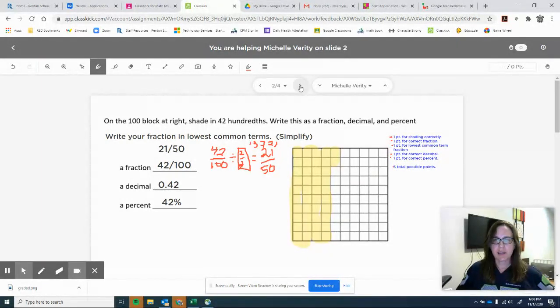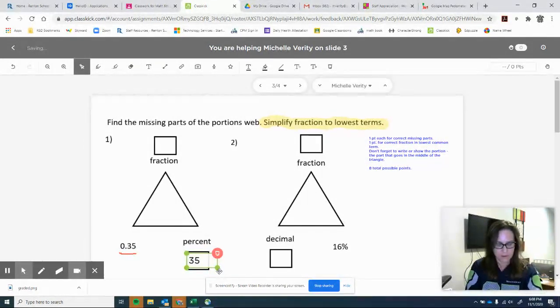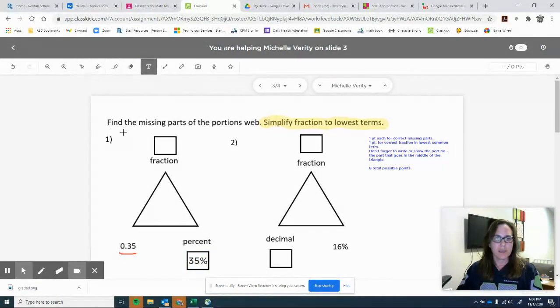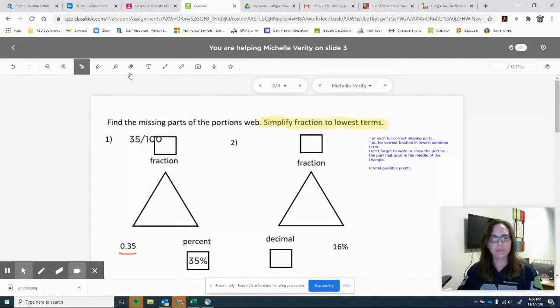The second slide, or slide 3 technically, looks like this. And we start with 35 hundredths. So I'm going to go ahead and write that as a percent to start with. So that's 35% would be what's in that box. Then as a fraction, it would be 35 over 100. And again, I have the marks over here, so I can mark what I've done.